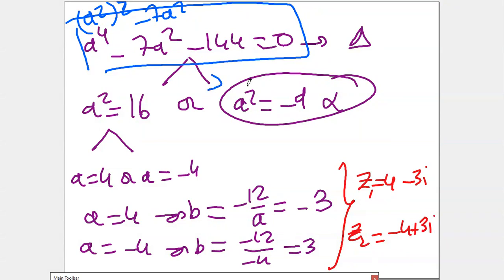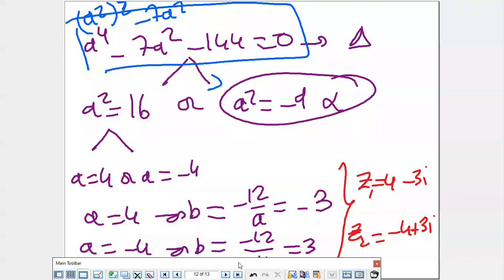The second root here, it's a squared is equal to minus 9. It's impossible. You cannot tell me, Miss, why I can't write 9i squared. I cannot because I said already that a and b are two real numbers. So I cannot replace the minus here by i squared.